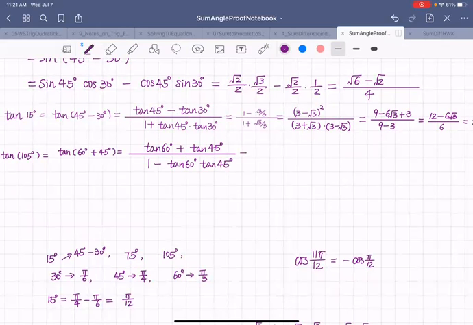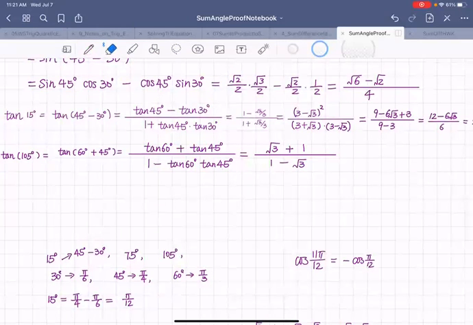So that's square root 3 plus 1 over 1 minus square root 3 times 1. Okay. So we want to times the conjugate. Who is the conjugate? 1 plus square root 3.